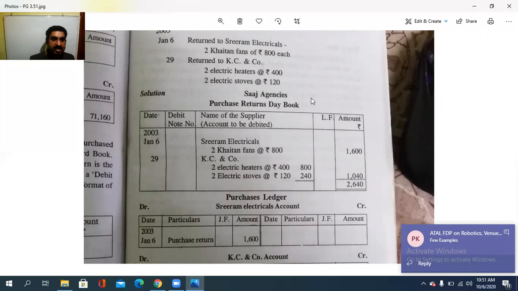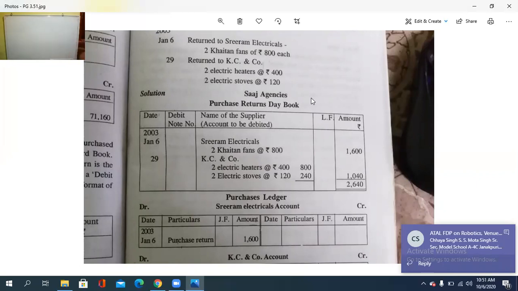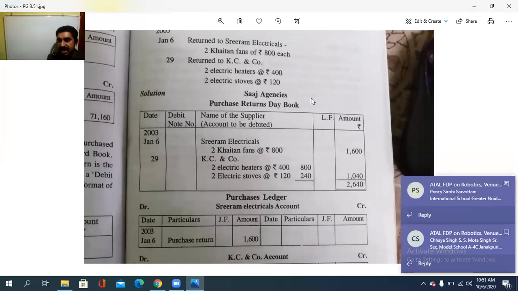So, what is the entry then here? That supplier account debit to purchase returns. So, here what is the entry? Sriram Electricals account debit to purchase returns. See, Sriram Electricals 1,600, KC and Company 1,040. So, the net amount we are going to return back is with the value 2,640.